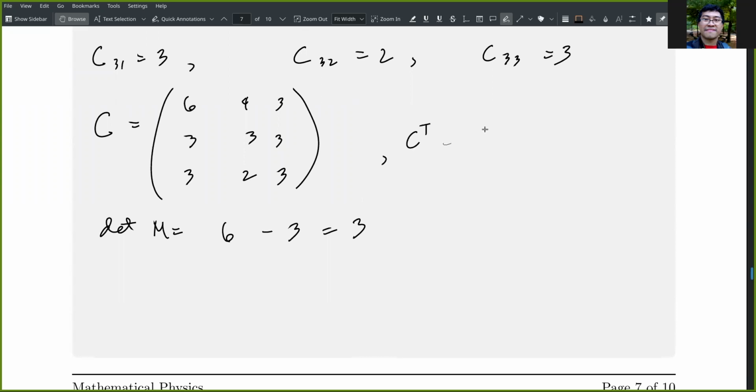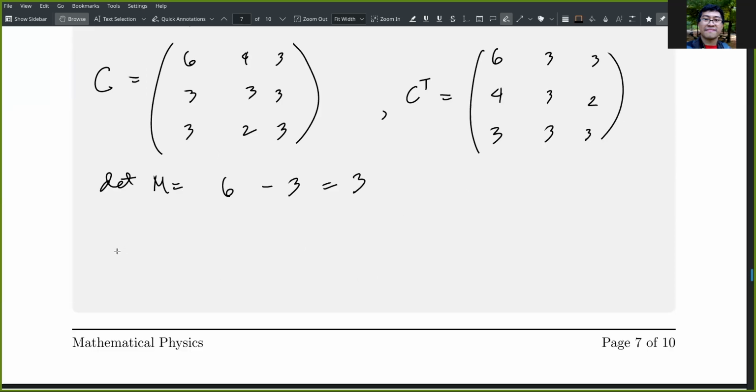C transpose is, so you switch the rows and columns, so it becomes 643 in the first column, 333 in the second column, and 323 in the last column. So finally, that gives us M inverse, which is 1 over the determinant of M times C transpose. So this is 1/3 times the matrix 6, 3, 3, 4, 3, 2, 3, 3, 3.